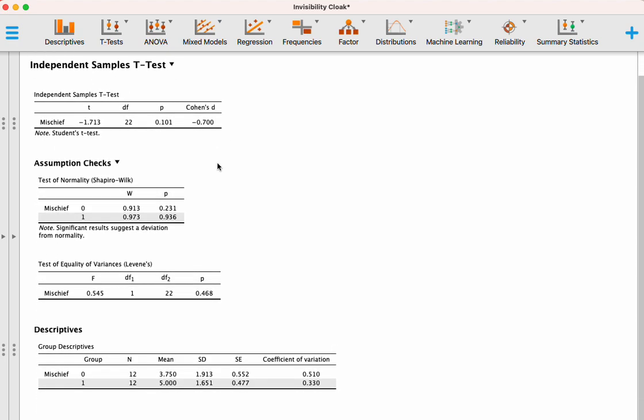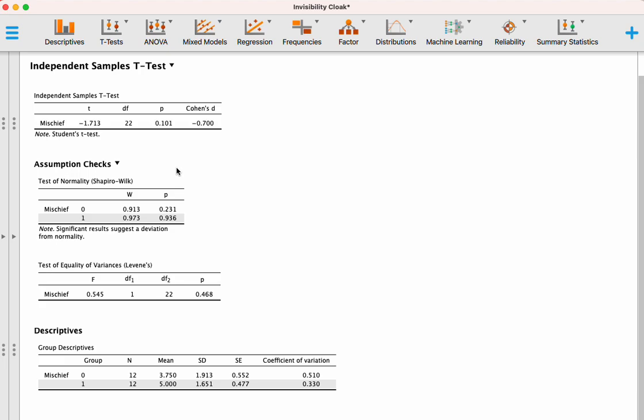So the next output are our assumption checks. So the first one is normality. This is a little bit counterintuitive. So you actually want, for these two tests, for assumption checks, you want the p-value to be non-significant. So you want the p-value to be greater than 0.05. It's the opposite of what you want for your test.